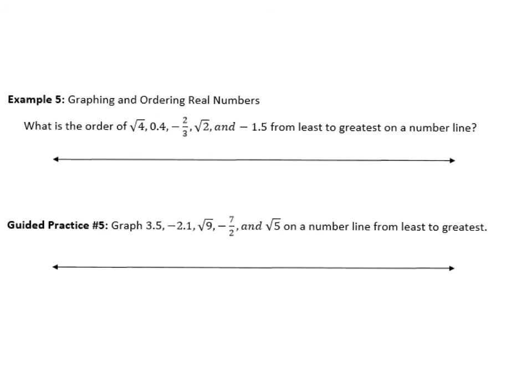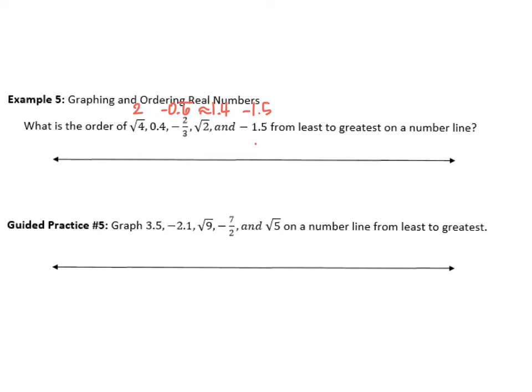Okay, now let's order numbers from least to greatest on a number line. So to do that, you want to put them all in the same form. So decimal form is the best. Square root of 4 is going to be 2. Then 0.4 is already in decimal form. Negative 2/3 is going to be negative 0.6 repeating. The square root of 2 is approximately 1.4. And then you've got negative 1.5.